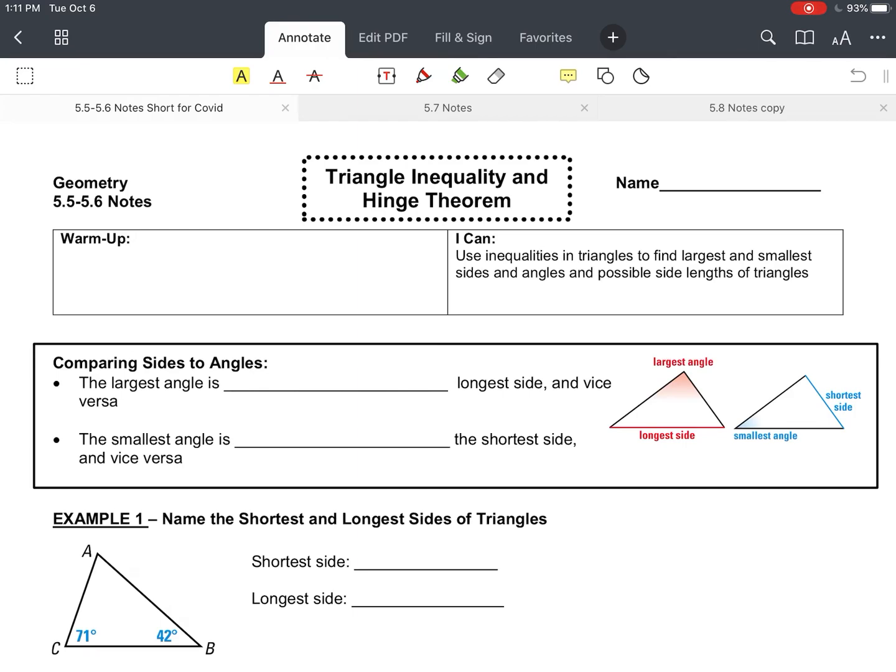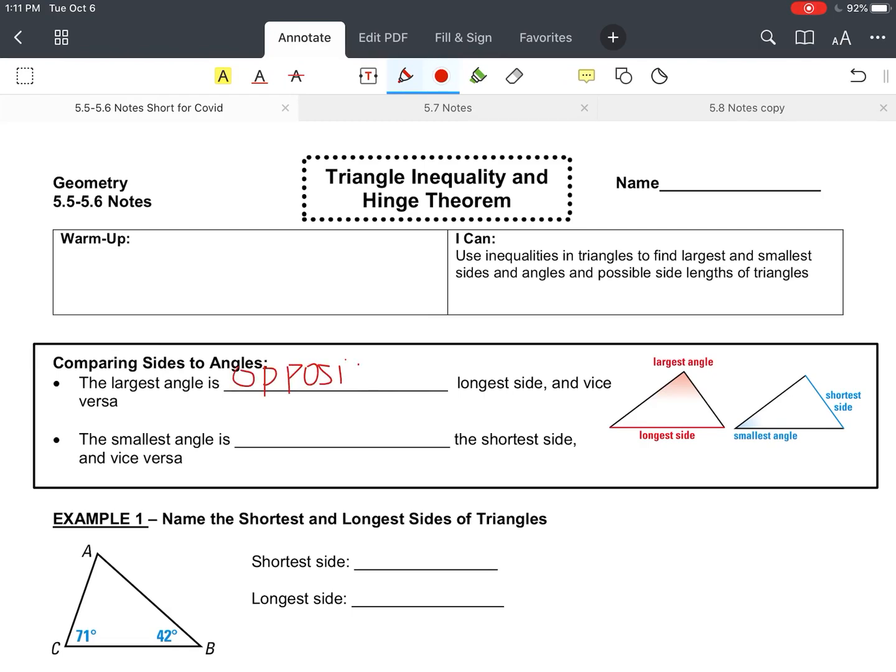We're going to talk about the triangle inequality theorem and the Hinge theorem. So we're going to be comparing sides with angles of one triangle and then within two triangles. So to start, comparing sides to angles.